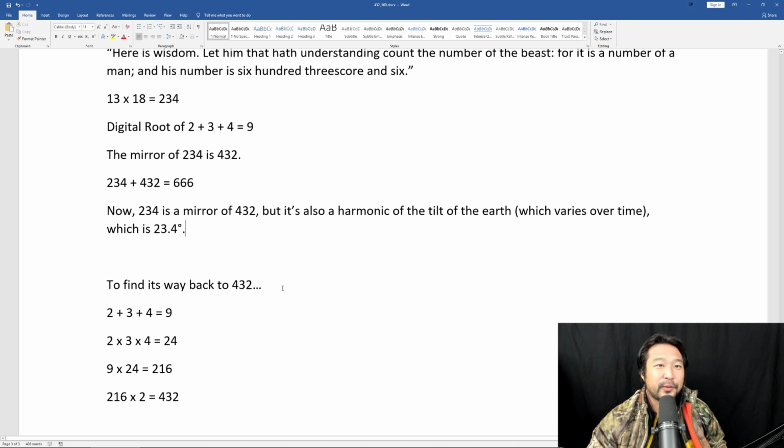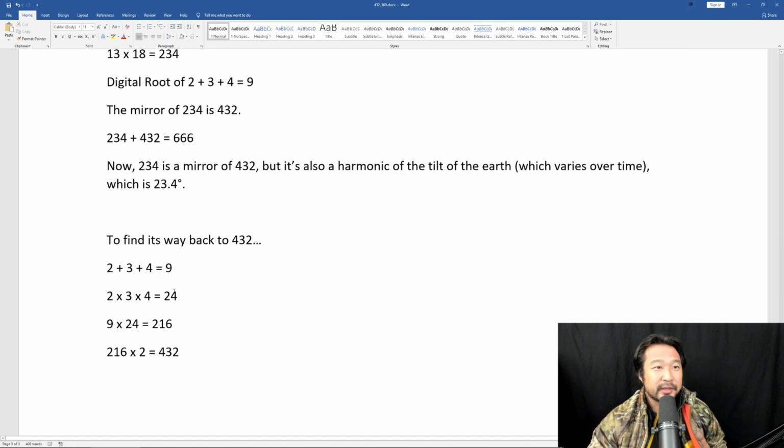Now, if we want to find our way back to 432, which is that magic number, from 234, you could do it as a mirror, but we're going to do it a different way. So we're going to get the digital root, which is 9, which I'll go back to. 2 plus 3 plus 4 equals 9. Now you multiply the product of 2, 3, 4, and you get 24. And you multiply 9, which is the digital root, times the product of 2, 3, and 4, which is 24, you get 216. Now all you have to do is double 216, and you're back at the number 432.